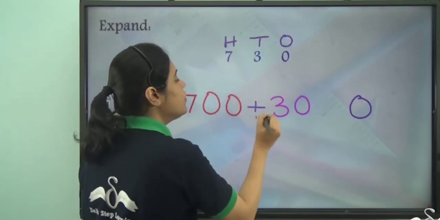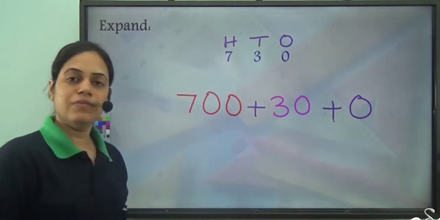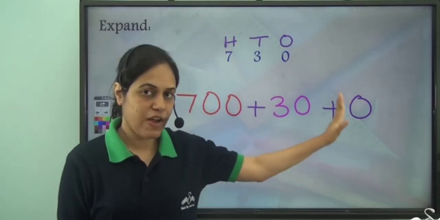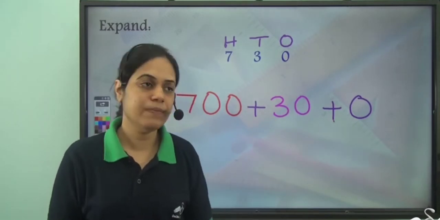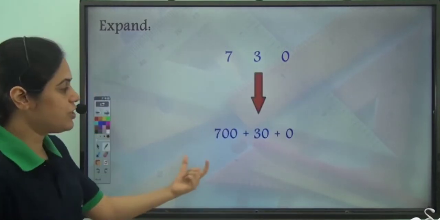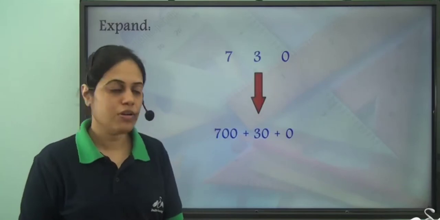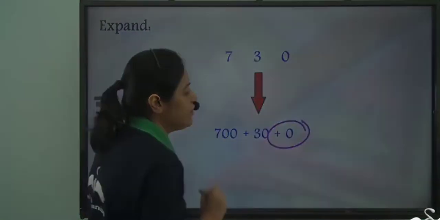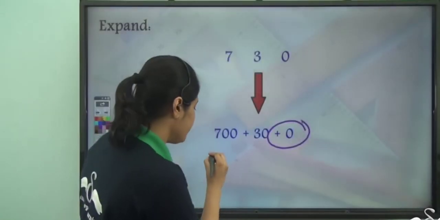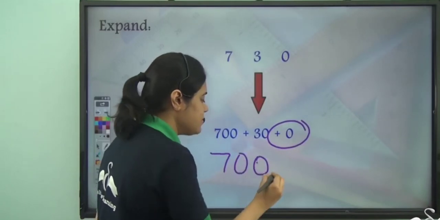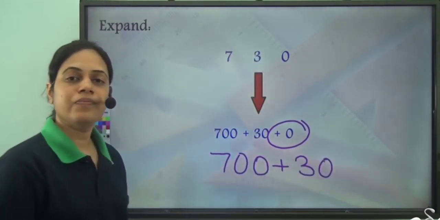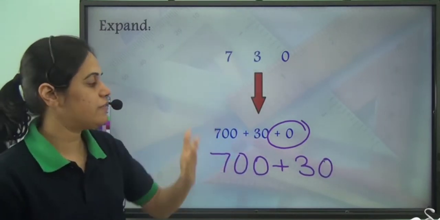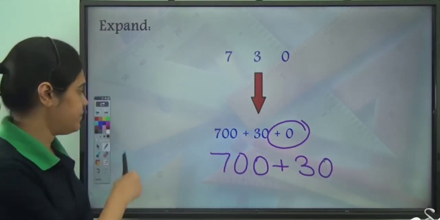And I need to add these 3. I need to write the place value of all the digits and add them. So I have 700 plus 30 plus 0. Now I can skip writing this 0 and the number becomes 700 plus 30. So this is the expanded form of this number.